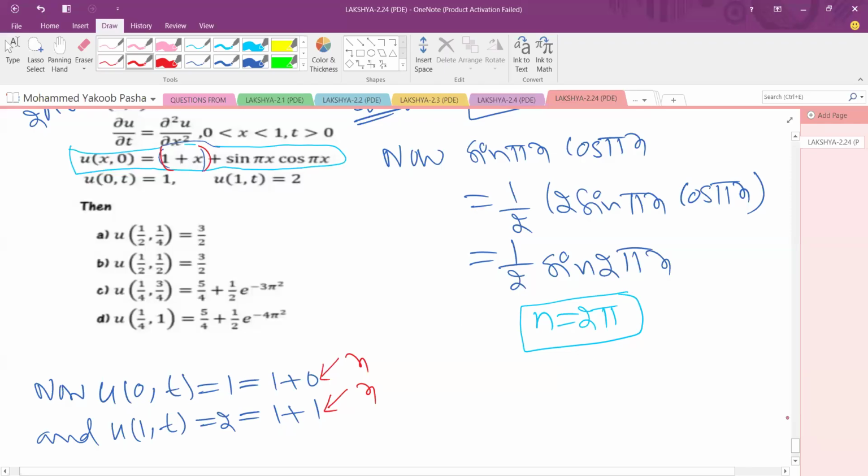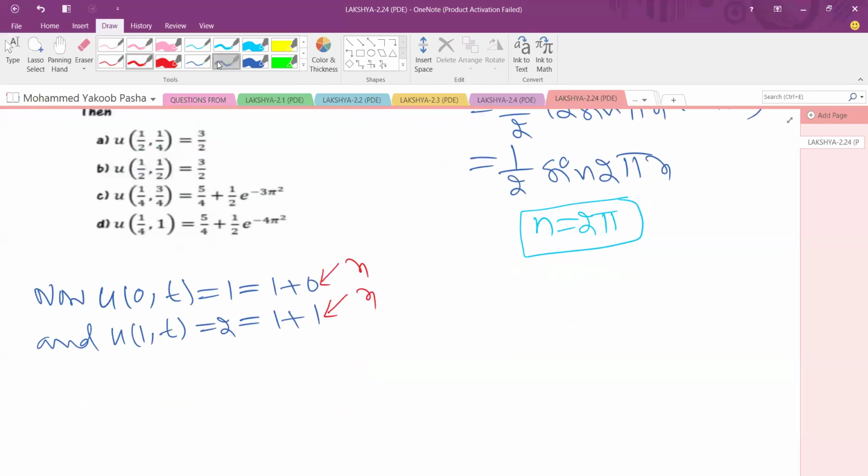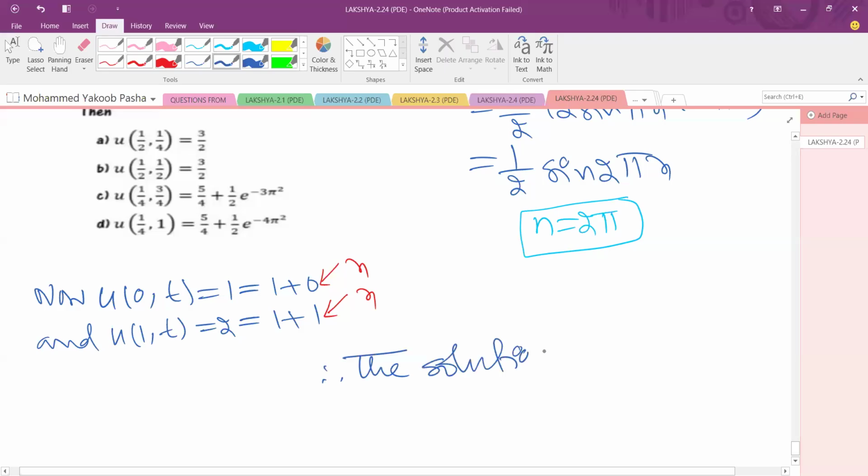Therefore the solution is simply written as u of x comma t is equal to 1 plus x treated as a single term.